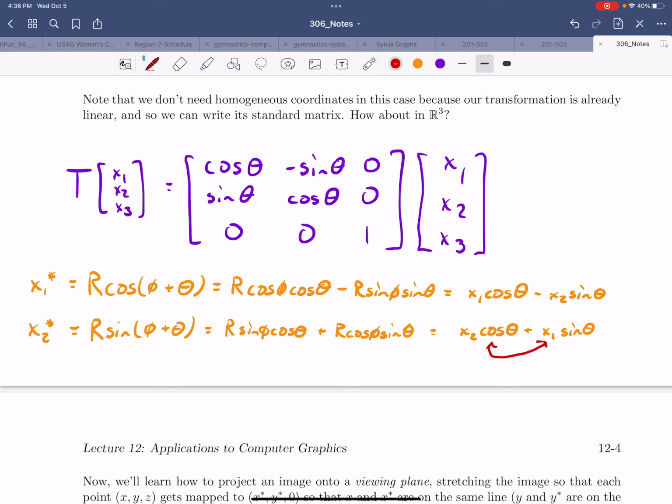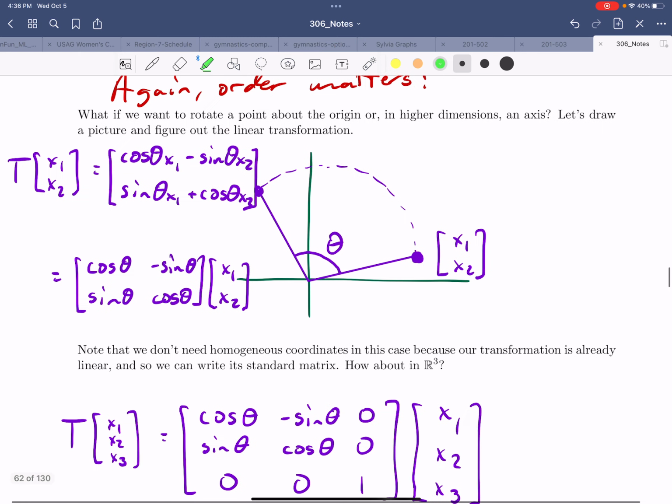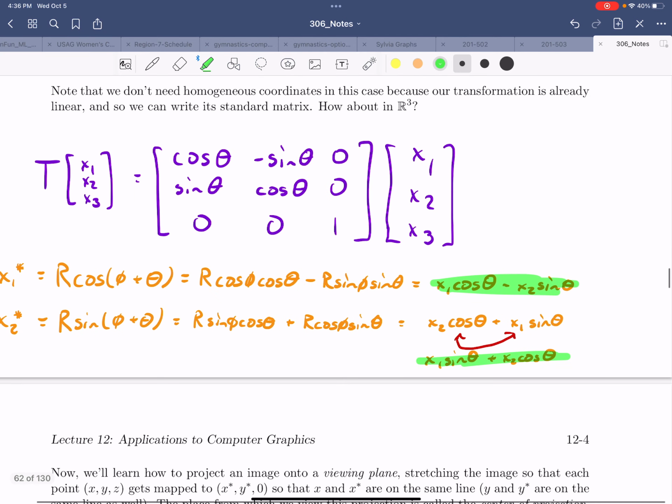So if we just swap these around, we're going to get x1 sine of theta plus x2 cosine of theta. And sure enough, these right here perfectly correspond to our transformation. Okay, so that's how we get that.